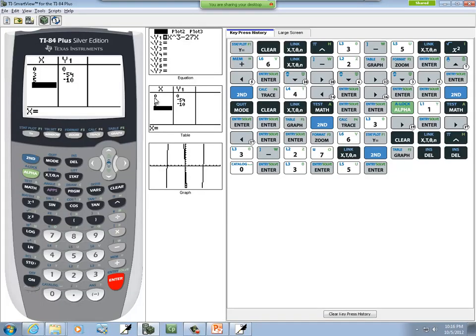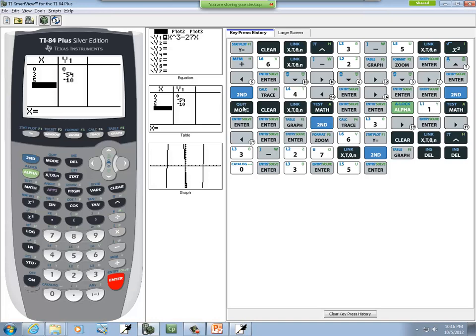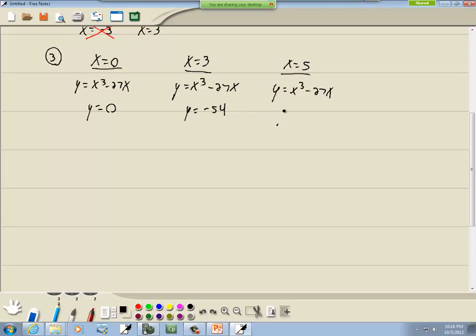So that gives us 0 there. This one gives us negative 54. And 5 gives us negative 10. Very fast way to do that. If you want to spend a huge amount of time on the elementary algebra items like that, that's fine. But probably better if you focus more on the calculus and let the calculator do some of that.